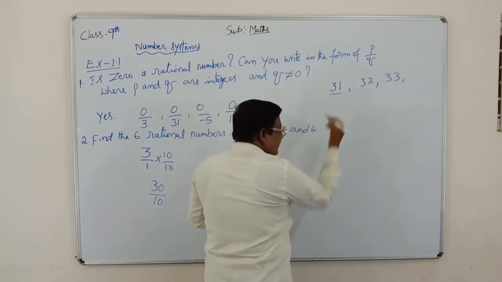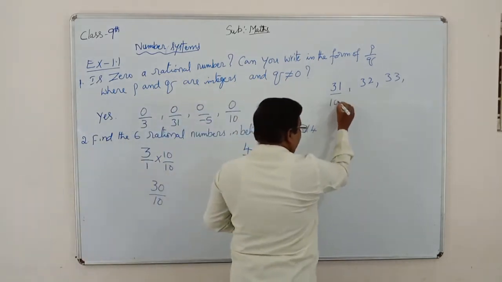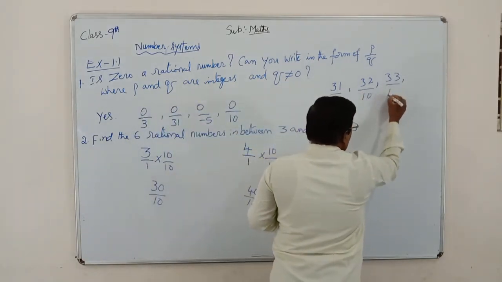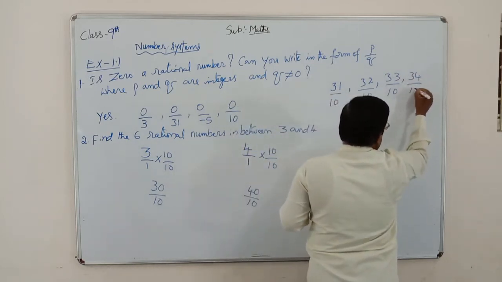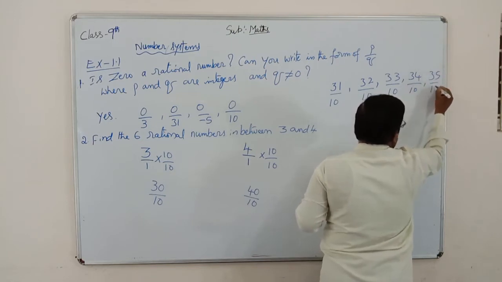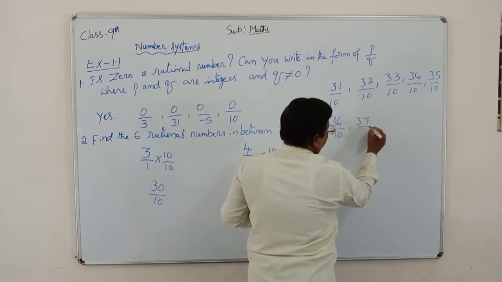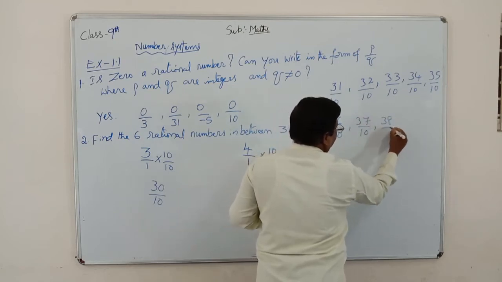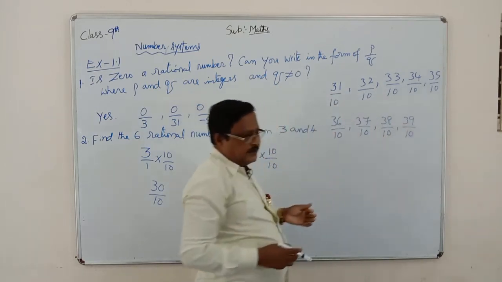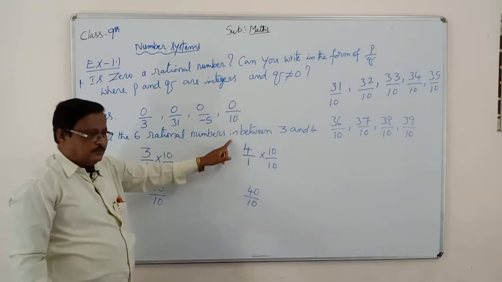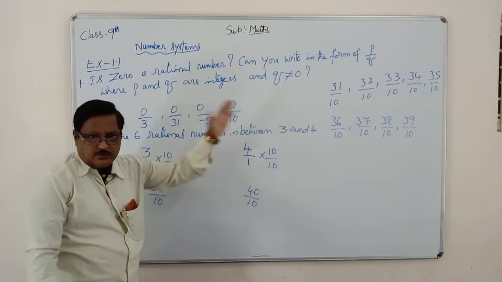Both numbers have the same denominator, 10, so write 10 under each. As many as you want: 34 by 10, 35 by 10, 36 by 10, 37 by 10, 38 by 10, 39 by 10. Don't write 40 by 10. Why? Because 40 by 10 means the 0 and 0 cancel, and it is equal to 4.